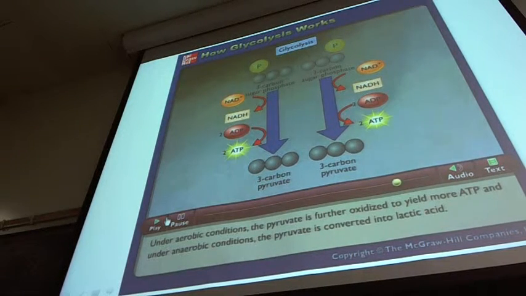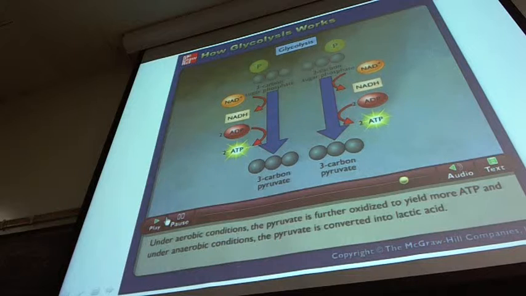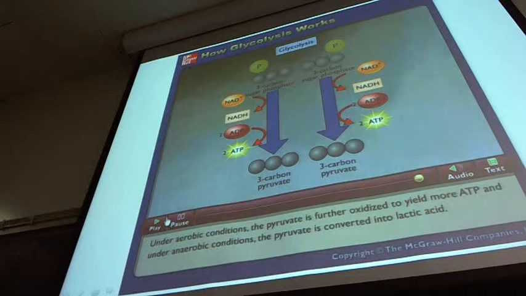Under aerobic conditions, the pyruvate is further oxidized to yield more ATP, and under anaerobic conditions, the pyruvate is converted into lactic acid.